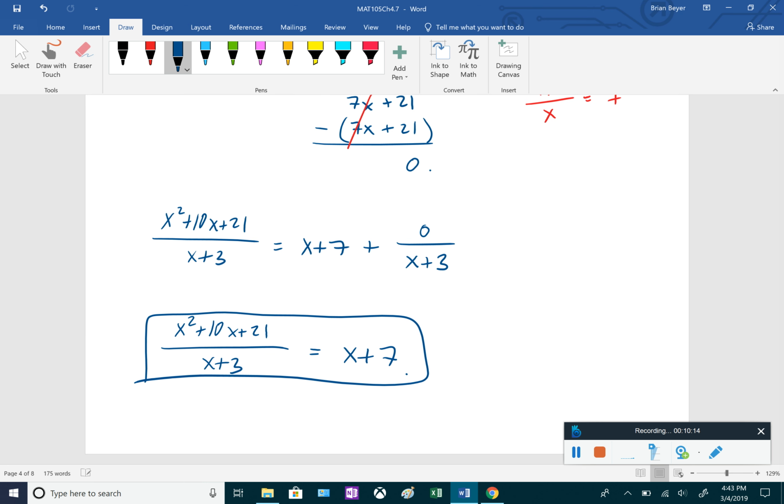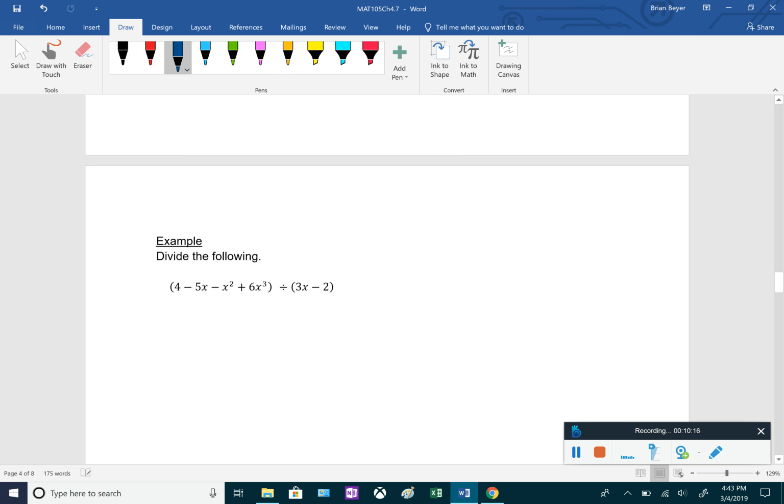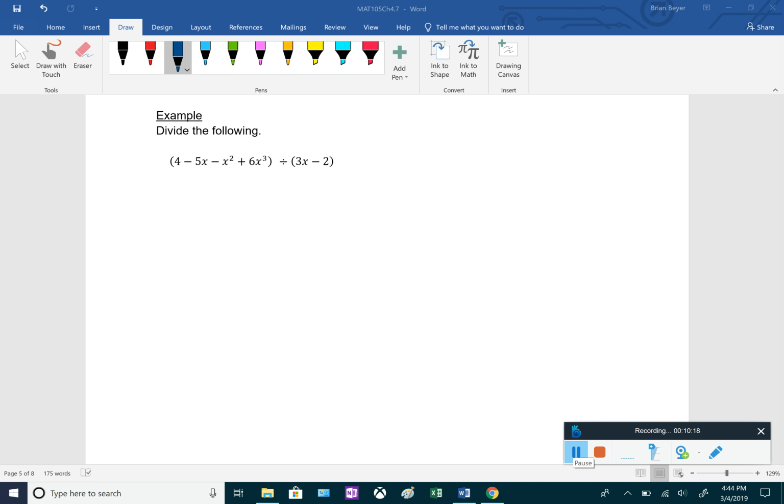So let's do ones that get a little bit harder where we don't have a remainder of 0. So 4 minus 5x minus x squared plus 6x cubed divided by 3x minus 2. So setting up this dividend, we have to put it in the correct order in standard form. So 6x cubed minus x squared minus 5x plus 4. And that's going to be divided by 3x minus 2.